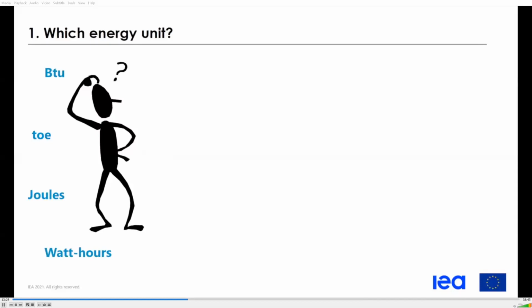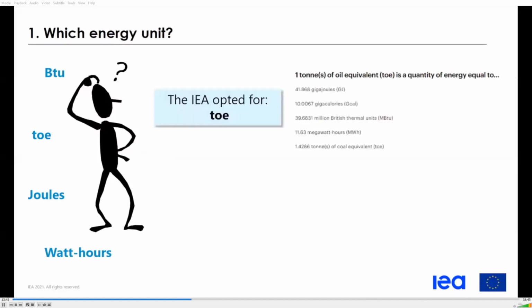First, we have to choose the energy unit. It can be any energy unit. It can be British thermal units, tons of oil equivalent, joules, watt hours. The unit of account adopted by the IEA is the ton of oil equivalent, which is defined as 41.868 gigajoules. This quantity of energy is within a few percent equal to the net heat content of 1 ton of crude oil.